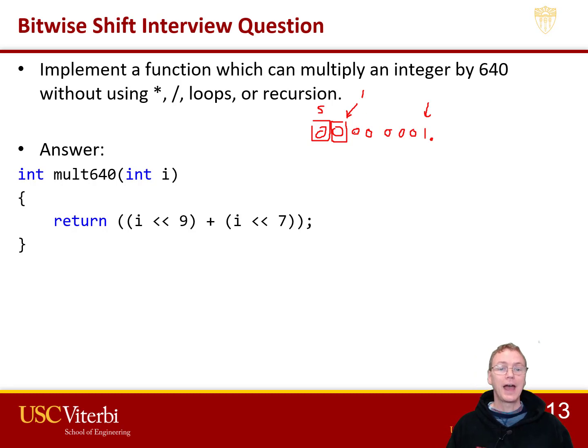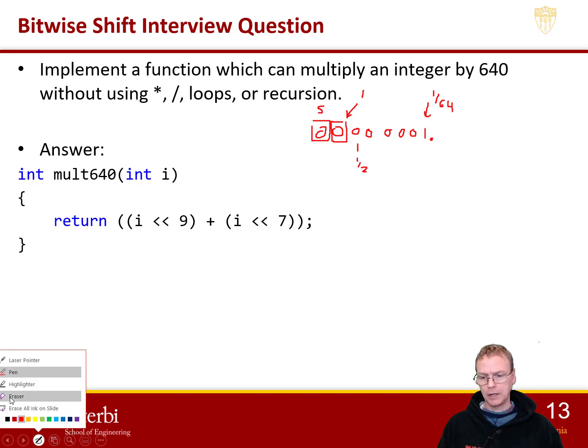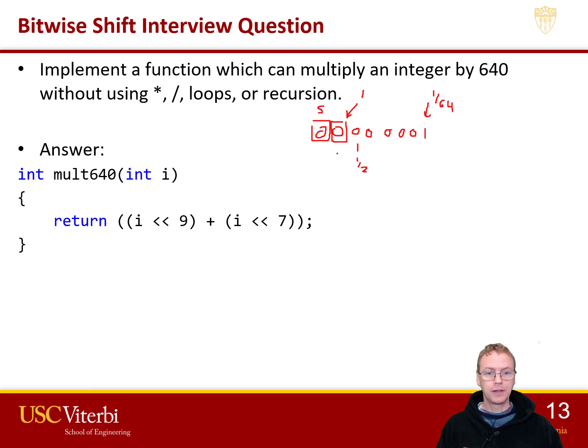So this is the halves place. The quarter, the 8th, 16th, 32nd, 64th place. All right, so that's what we're doing. And now all we've really done is we've said the decimal place isn't there, the decimal place is right there. So that's why we call it fixed point instead of floating point.